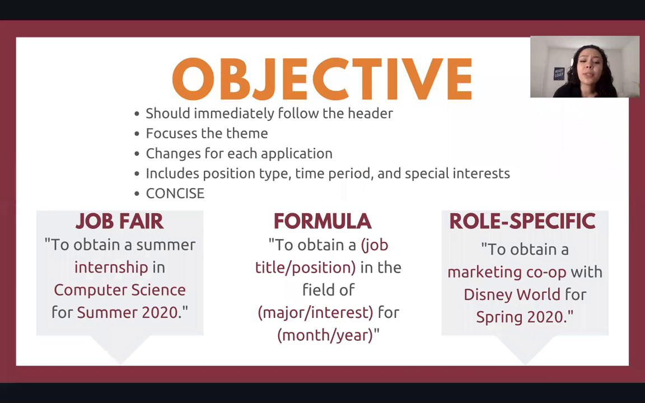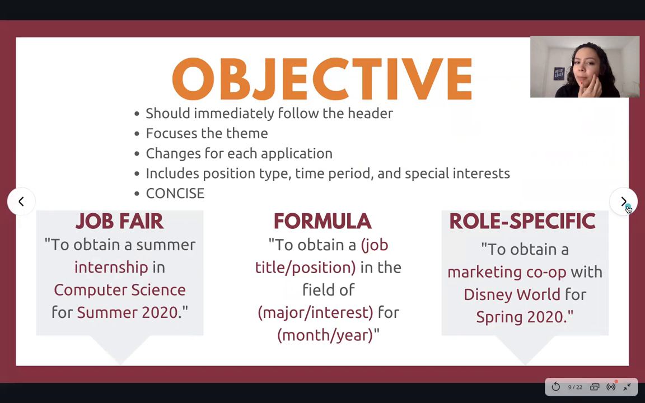We have some examples here. So an example would be, to obtain a summer internship in computer science for summer 2020. Something like that, short, 1 sentence, typically 1 line, would be great. We have some specific for the job fair or role specific, so you could name drop a company in your objective statement. All depends on what you're applying for and when.